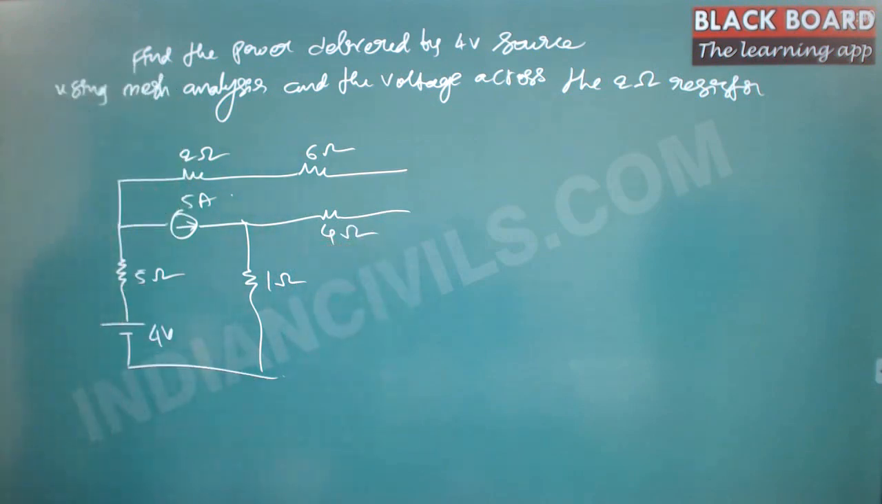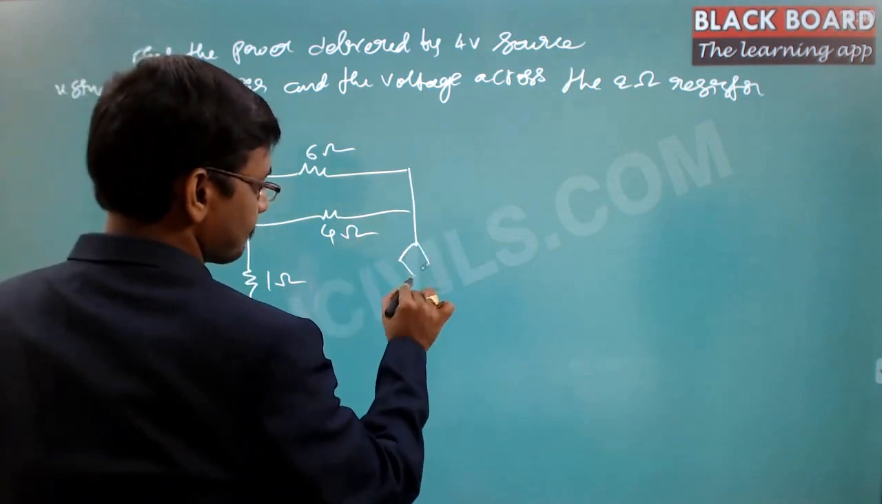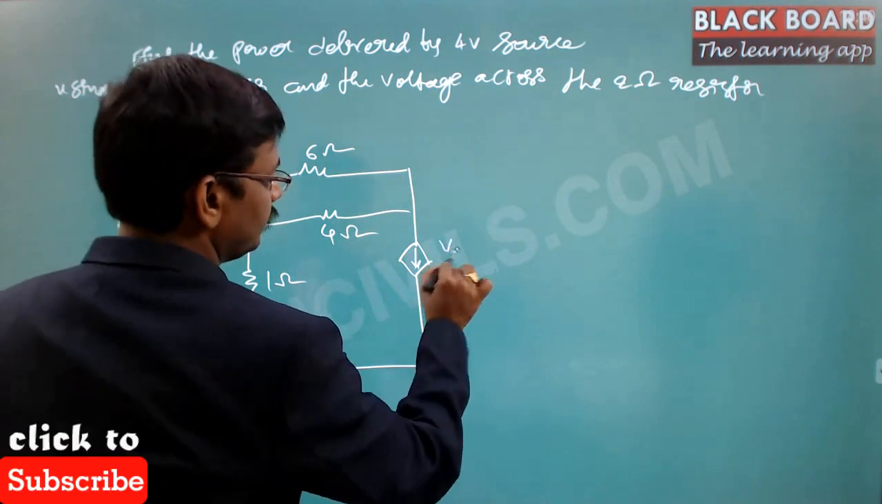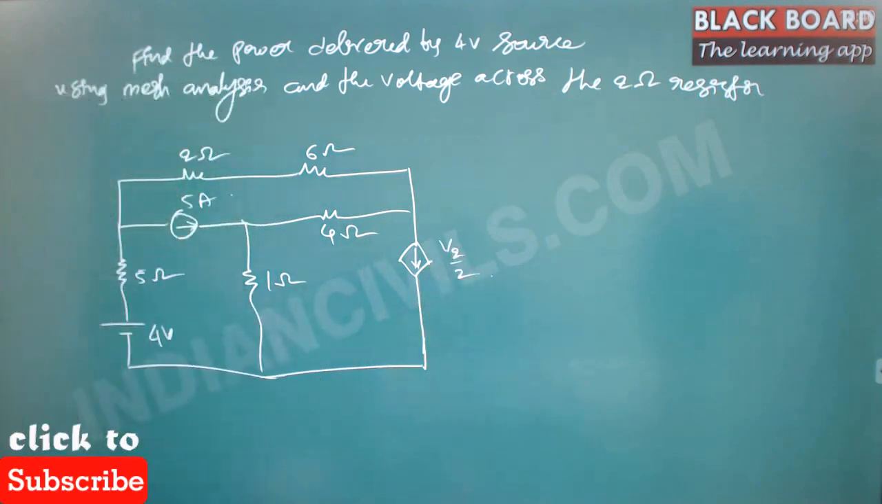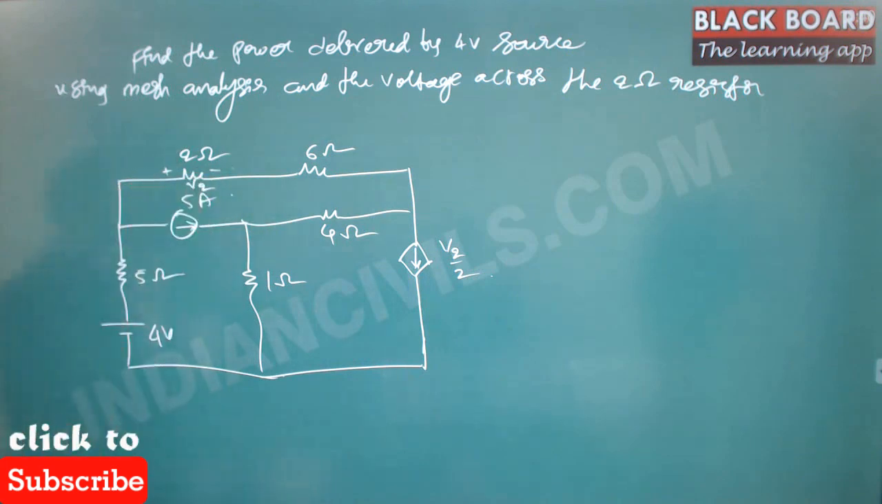And there is a current source, a voltage dependent current source. So this is V2 by 2. And this is plus and this is minus. This value is the voltage drop across the 2 ohms resistance, called V2. That's the network. Right, so can you try to solve this?